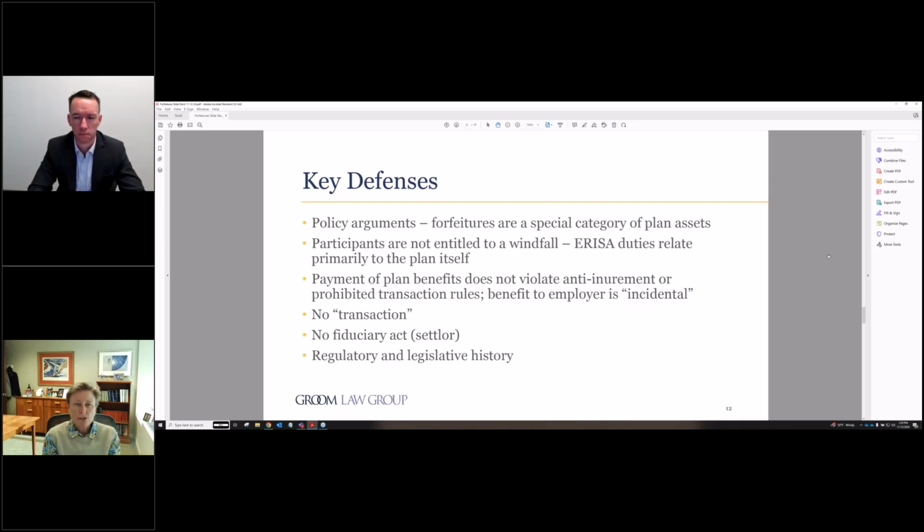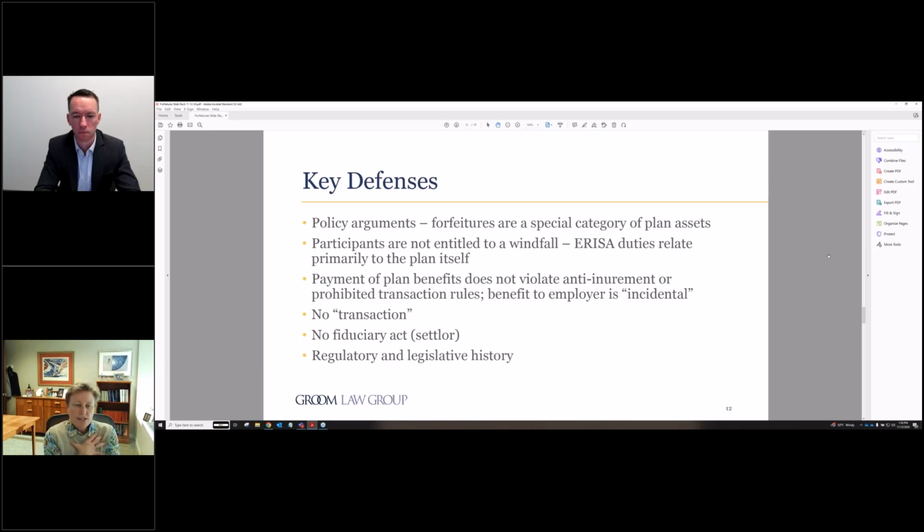The other arguments include, look, there's no violation of the anti-annulment provision because every participant is told exactly what the rules are. Here's when you vest, here's what you get. And so participants get what they're supposed to get. The employer doesn't get any special treatment here because they only get to use these contributions, these monies they've put into the plan. They're just moving them from one participant account to another participant account. It's not like they get to put the money in their pocket.